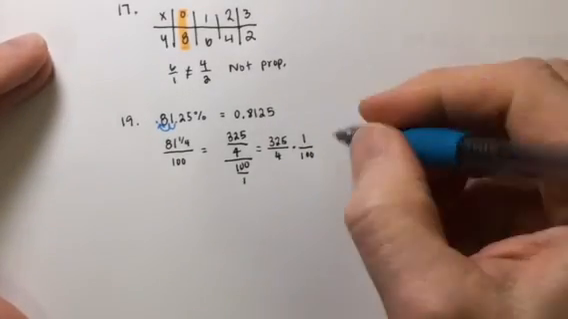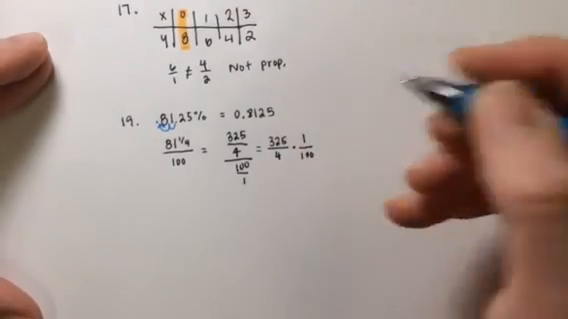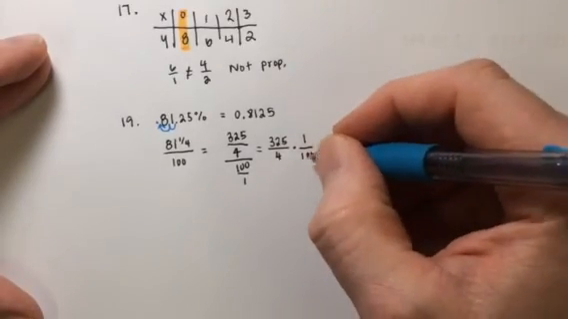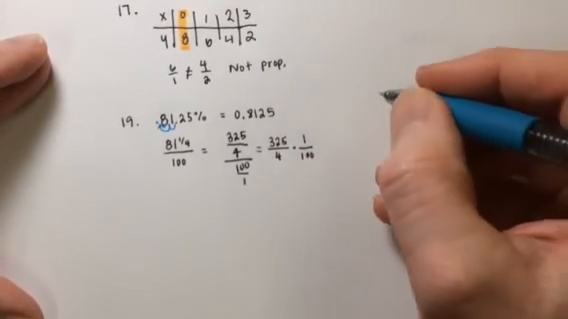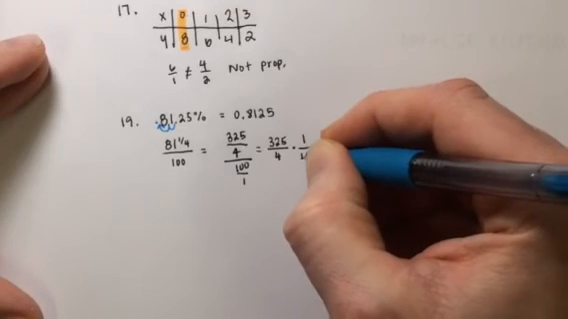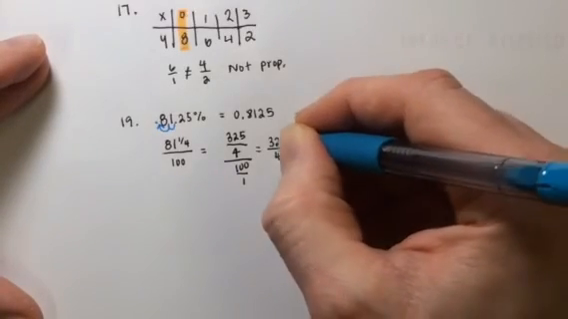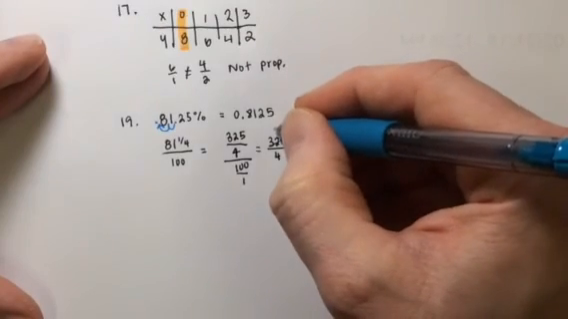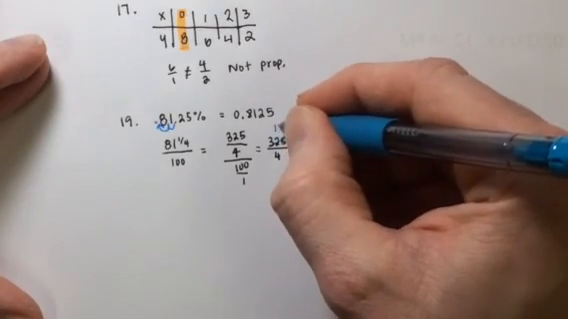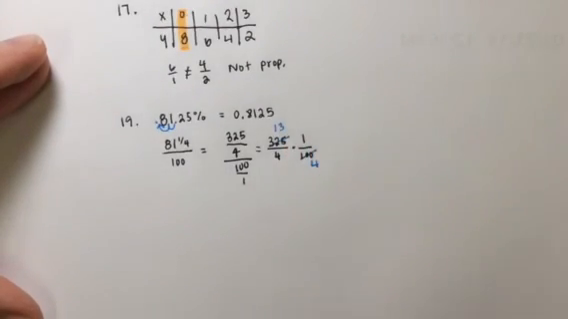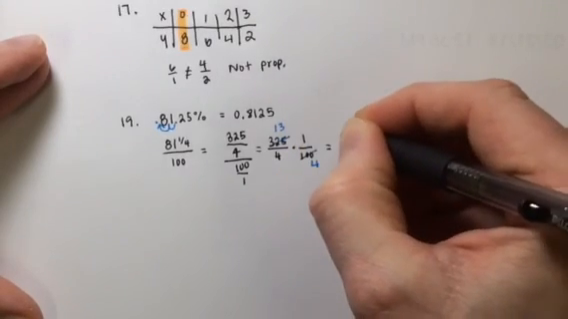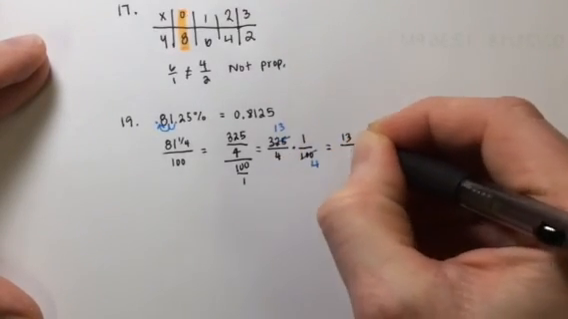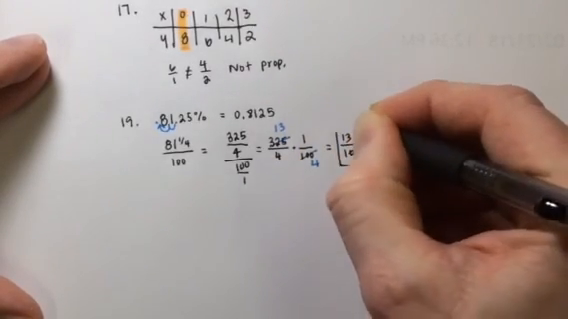This is one that can simplify. 100 and 325, they definitely have 5, but let's think bigger. They probably also have 25, and they do. 25 goes into 100 4 times. 25 goes into 325 13 times. So now we would just multiply across. 13 times 1 is 13. 4 times 4 is 16. And we are done.